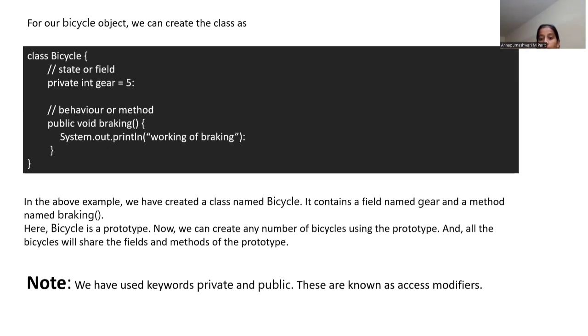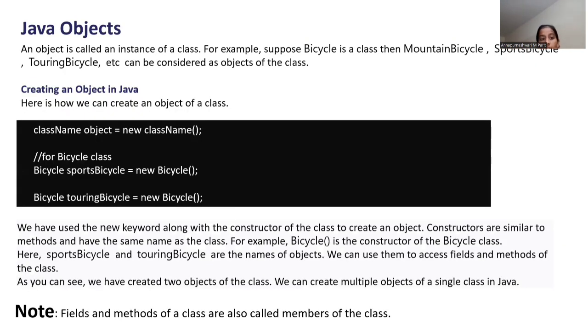It contains a field named gear and a method named braking. Here, Bicycle is a prototype. Now we can create many bicycles using the same prototype. And all the bicycles will share the same fields and methods of the prototype. So let us know about objects in Java.